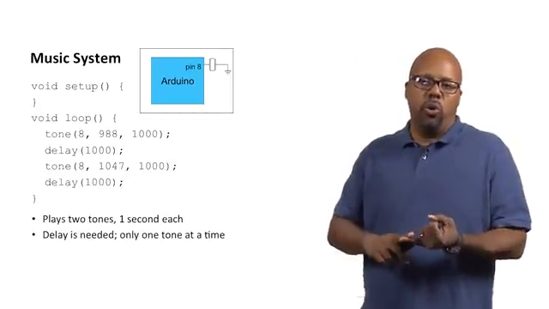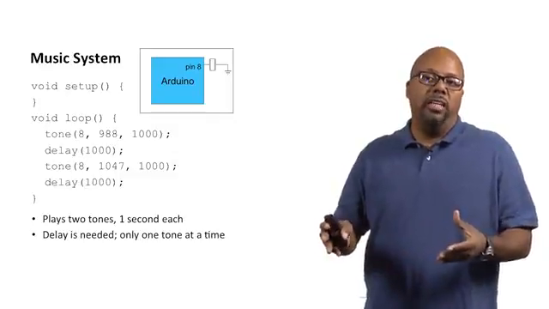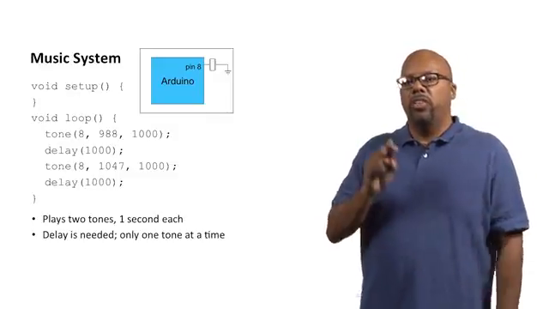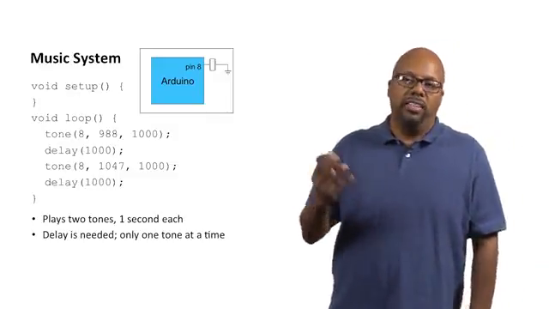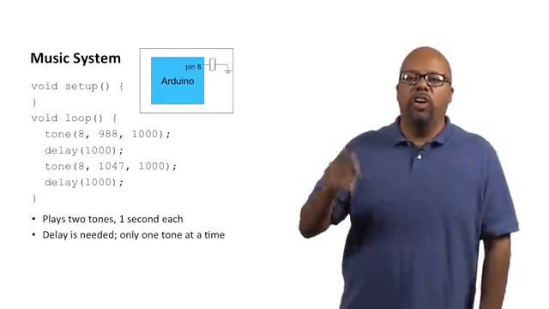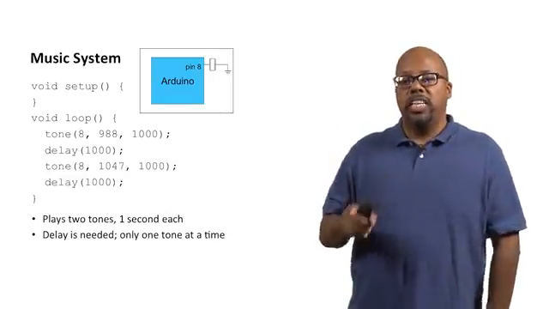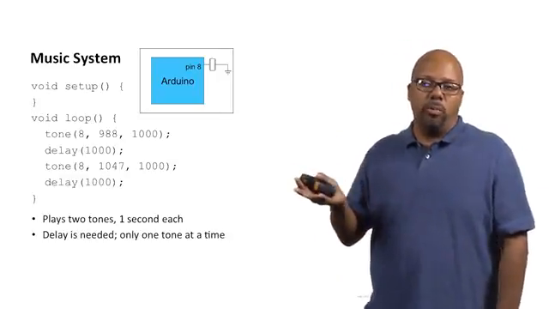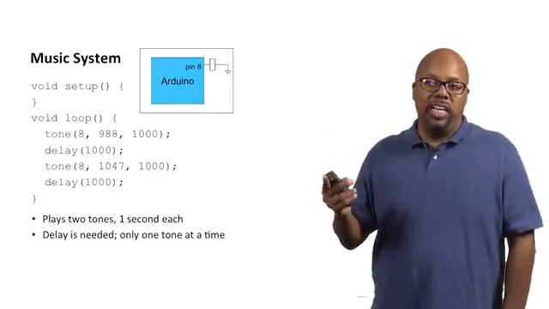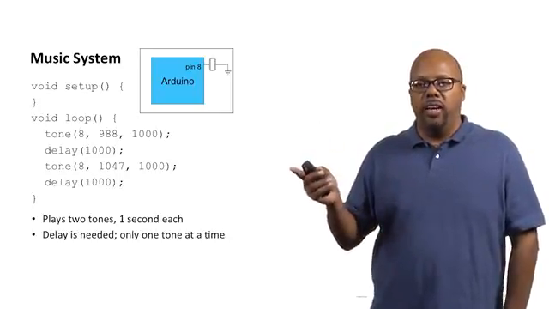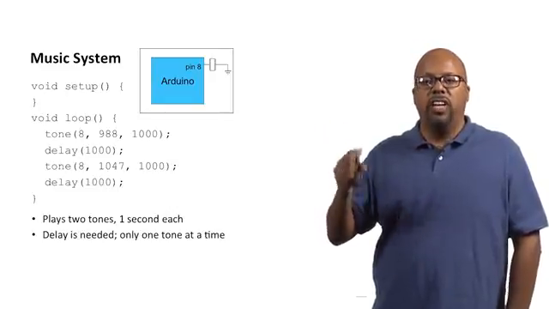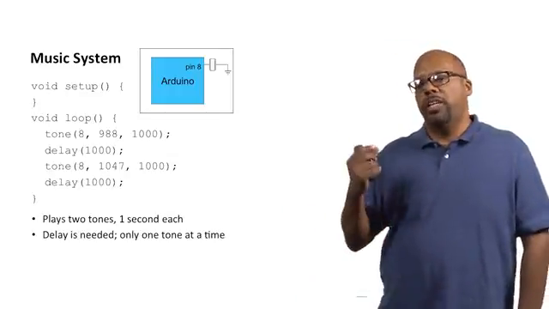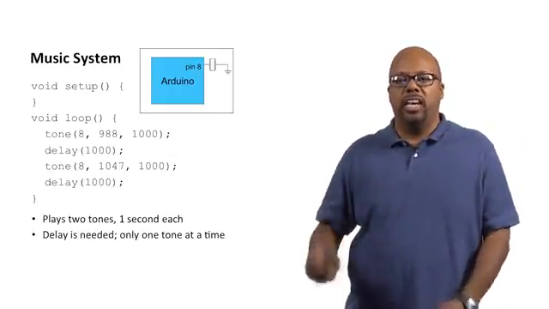The loop calls tone twice. It calls tone, then it calls delay to let it play out for 1 second. Then it calls tone again, and it calls delay to let it play out a second. So this whole loop all it does is play 2 tones. And since this is in a loop, you would hear these 2 tones over and over again. Each tone is 1 second long, because notice my delay is 1 second. When I make the call to tone, I say tone 8, which is our pin, 988, which is the frequency, 988 hertz, 1000. And then I have a delay 1000, I wait 1000, then the tone cuts off. Then I say tone 8, 1047, 1000, and delay another 1000. So this is just going to play 2 tones, 1 second each.